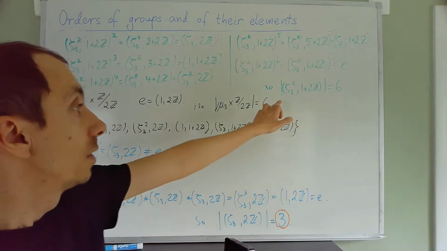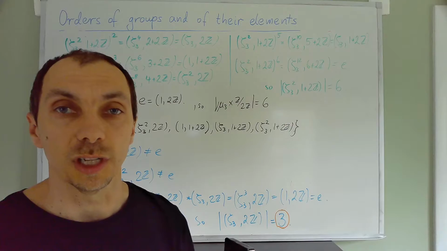So the order of zeta 3 squared and 1 plus 2z is equal to 6.